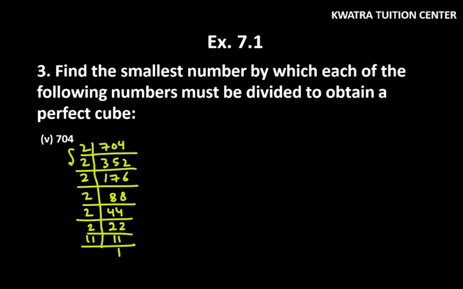तो यहाँ पे देखते हैं फैक्टर्स ट्रिपलेट्स कितने के बन रहे हैं. तो 2 के ट्रिपलेट्स कंप्लीट हैं हमारे पास बचा कौन सा पार्ट है, 11. So 11 must be divided to obtain a perfect cube.